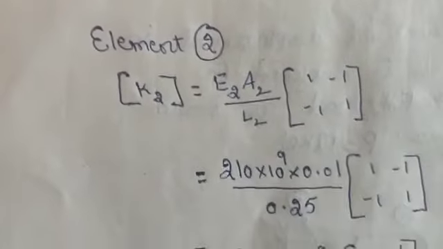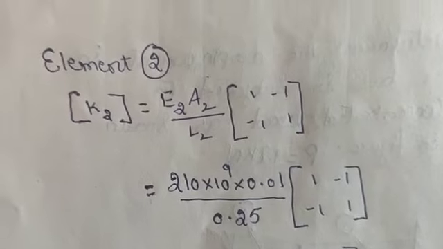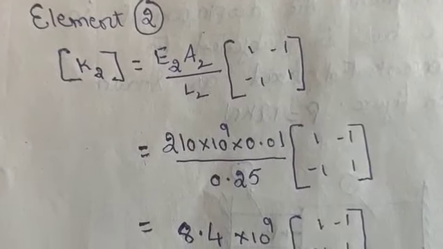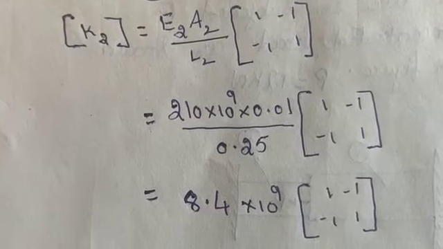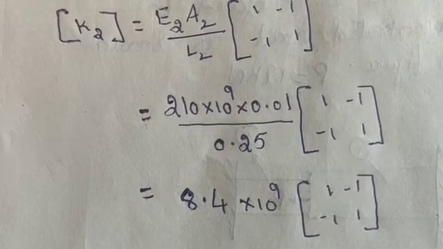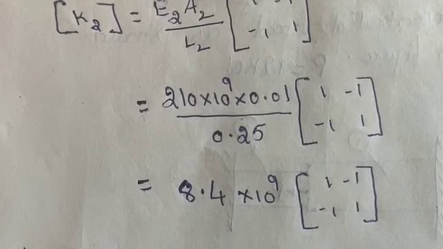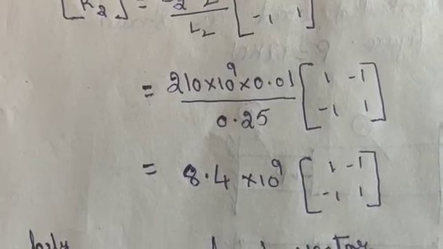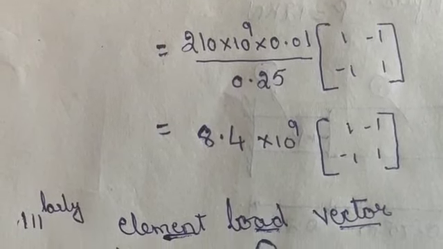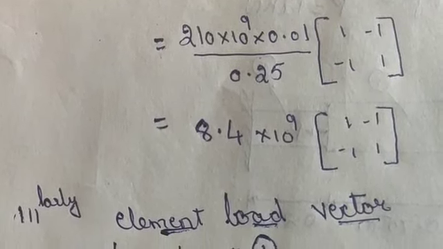Similarly, the stiffness matrix for element 2 will be K2 equals E2 into A2 by L2 times [1, -1; -1, 1]. If you substitute Young's modulus as 210 into 10 raised to 9, area as 0.01 and length as 0.25, we will get 8.4 into 10 raised to 9, again in the matrix form [1, -1; -1, 1].